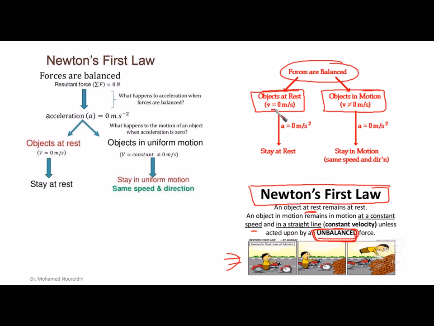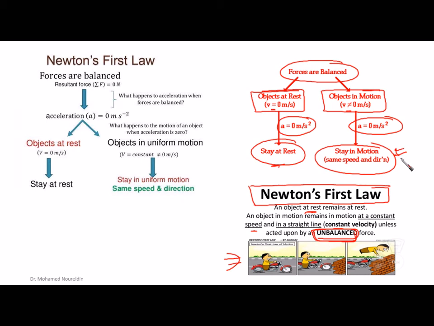Rest means that velocity equals 0. And if it is in motion, this means that velocity does not equal 0. Here the acceleration equals 0, and here the acceleration also equals 0. Remember that acceleration in this case is 0. The system would remain at rest, and if it is moving with a velocity, it stays in motion, same speed and direction. Okay?